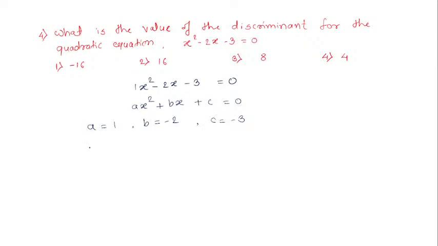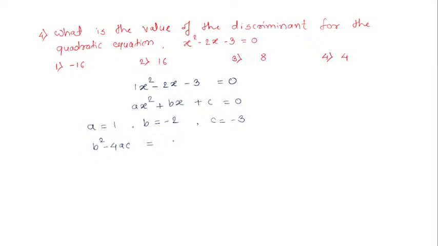Once we have the values, we can find the discriminant, that is b square minus 4ac. Now for this question, we just have to find the value of the discriminant and not decide whether the roots are real or equal, or real or unequal, etc. So we only have to find the value of the discriminant. So just substitute these values in this formula.